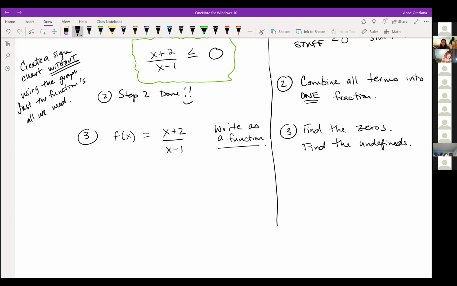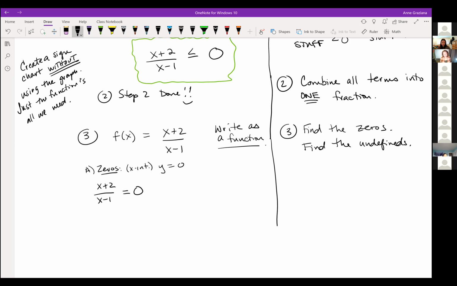And now to find the zeros, so I'm going to say zeros. Remember, if you want to find the zeros, that's the same as your x-intercepts. Well, how do we find the x-intercepts? We set our function equal to 0. Remember, we've done that many, many times. So I'm going to take my function x plus 2 over x minus 1, and I'm going to set it equal to 0.